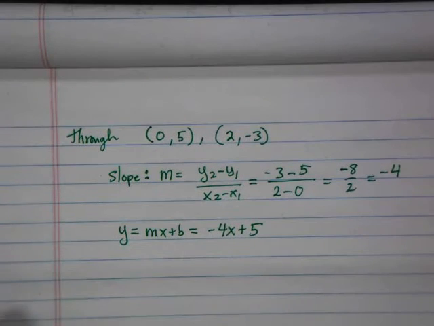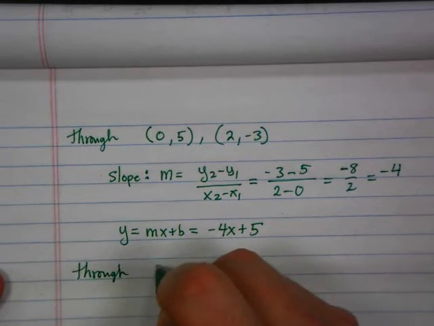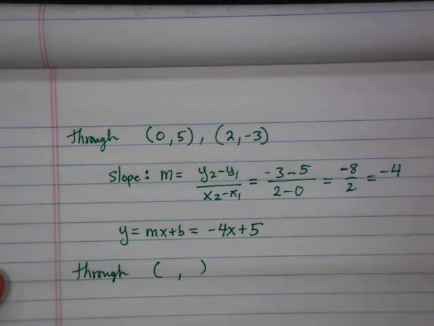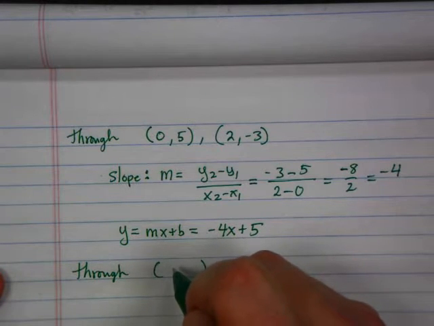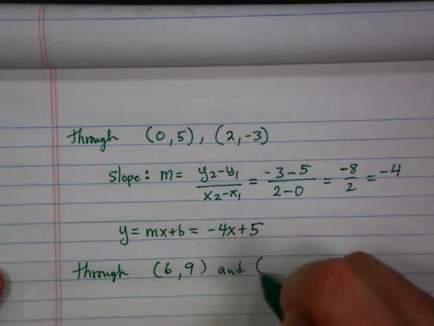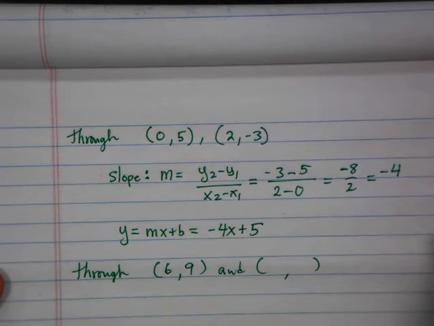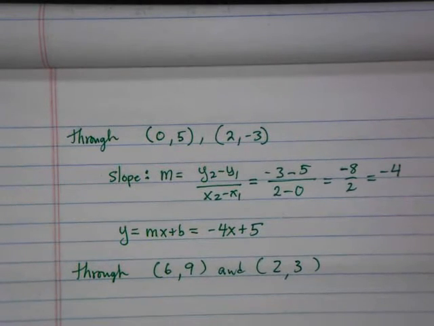All right, make it harder then. Through, give me a point. 6, 9. I need another point. 2, 3. Just 2 numbers. Once again, I want you to find the equation of the line.